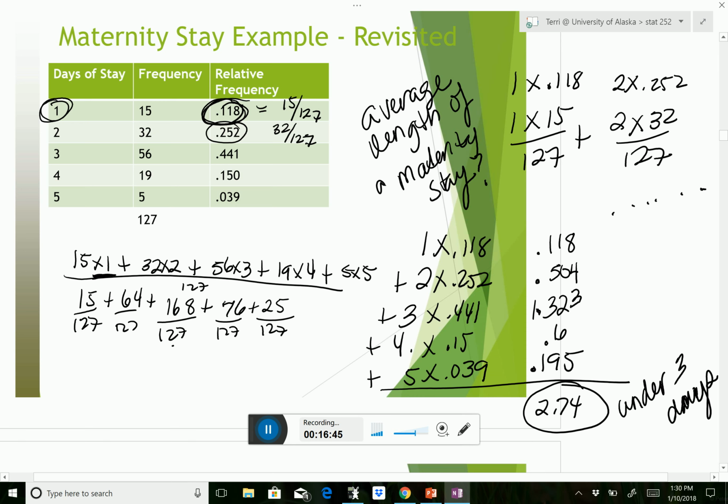So what we have is, we think of this as kind of like the law of large numbers, 2.74. Of course, nobody stays that, but if you take, say, 1,000 women, the average length of stay is going to be about 2.74 days.